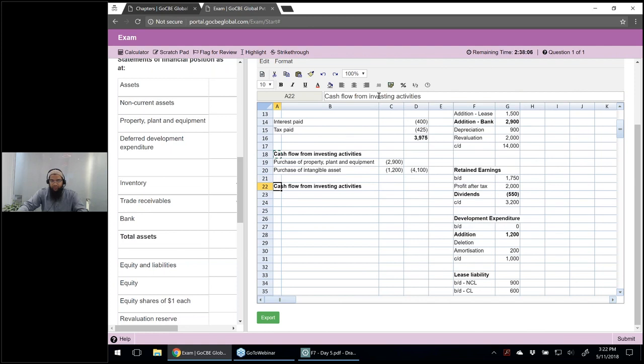Now we are going to write cash flow from financing activities.